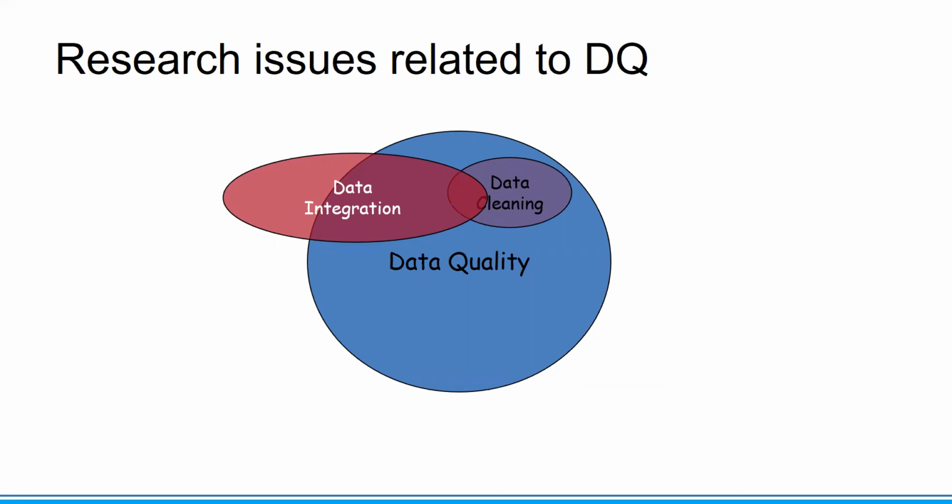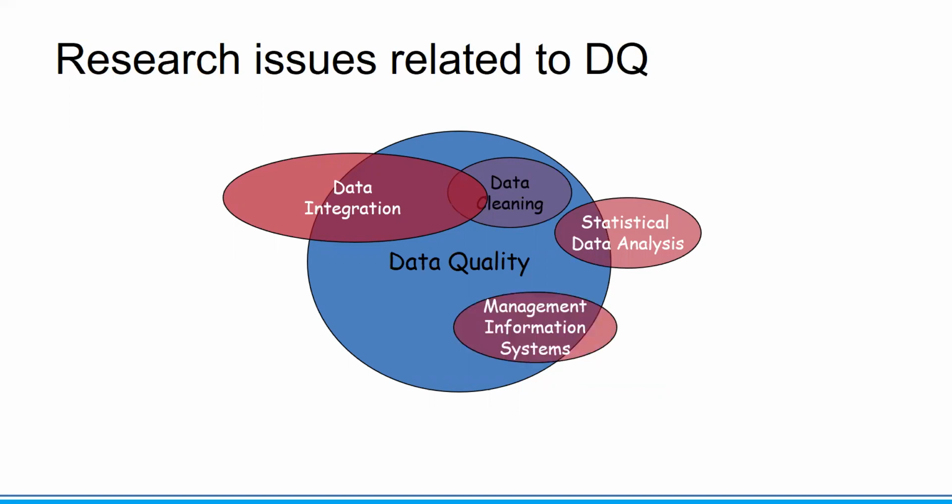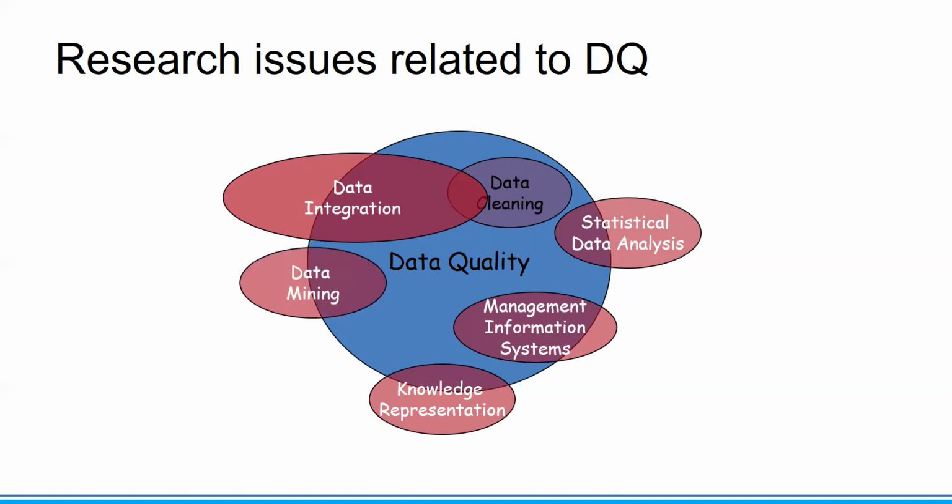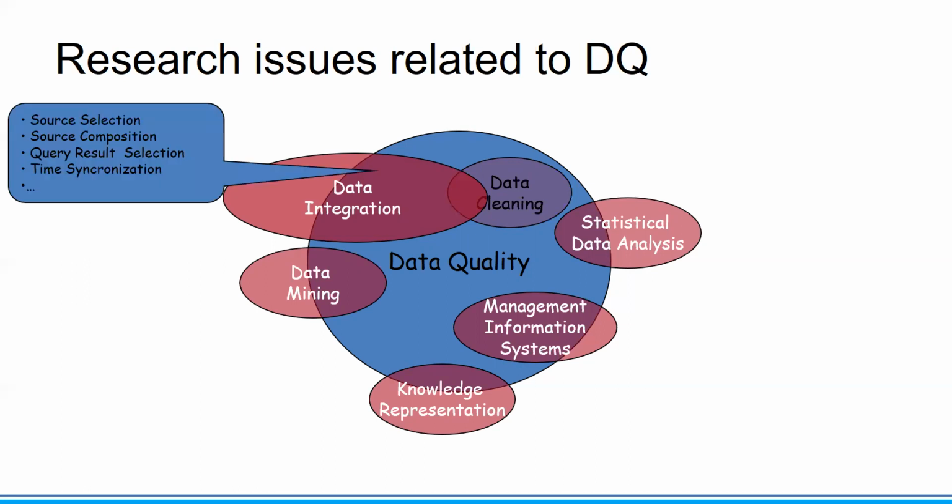pre-processing part, like data cleaning, or we can do statistical data analysis. We can do it with management information systems. We can also use knowledge representations for improving the data quality. Data mining is also used for data quality. And for the data integration itself, there are many issues like source selection, source composition, query result selection, time synchronization.